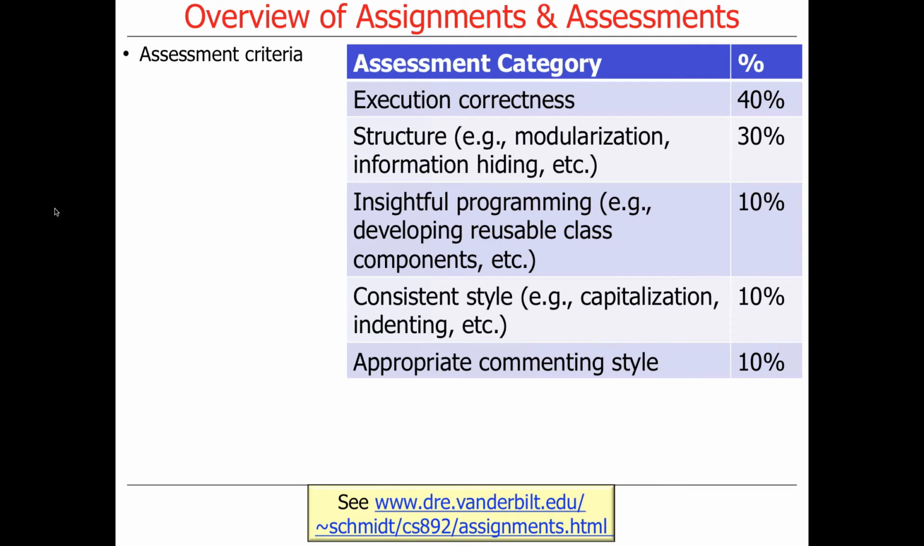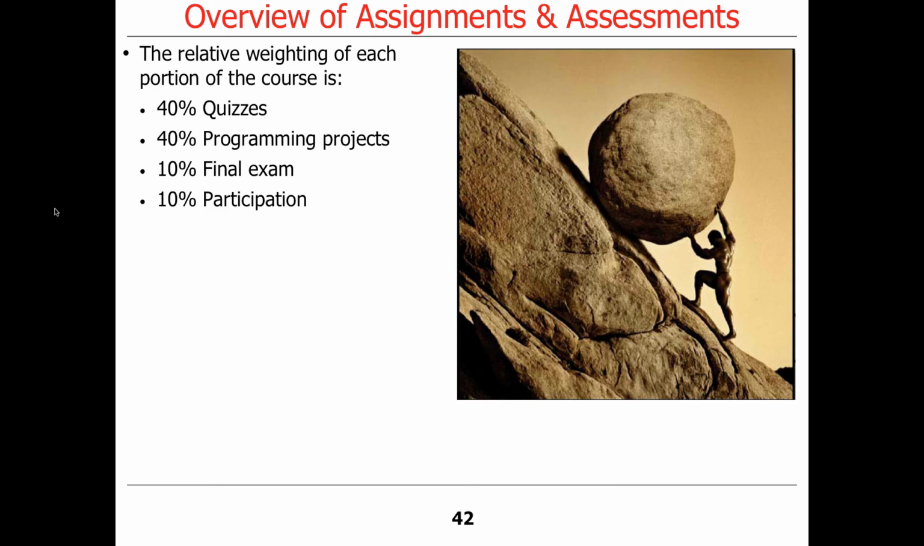So take a look at that. That's all up on the web as well. Here's the relative weighting of the course. Quizzes are 40%. We'll probably have about 6, maybe 7 quizzes, depends how it goes. Programming assignments are 40%. We'll probably have 4 graded assignments. Some assignments will have multiple parts where we'll give you the final grade when we get to the end, and I'll give you feedback along the way.